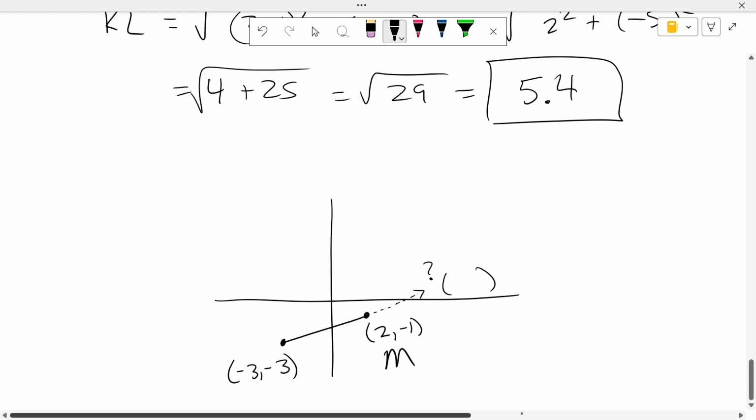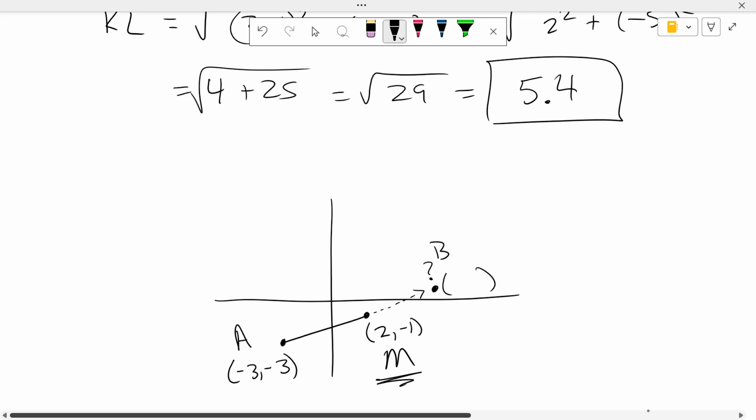So if 2, negative 1 is the midpoint, and A is at one end, what's the coordinates of B? If M is the midpoint of AB, and A is at negative 3, 3, and M is at 2, negative 1, the midpoint is at 2, negative 1, where would B be? Now you could use a whole midpoint formula to figure this out and work backwards and so on. Or we could do a little bit of logic to figure this out.